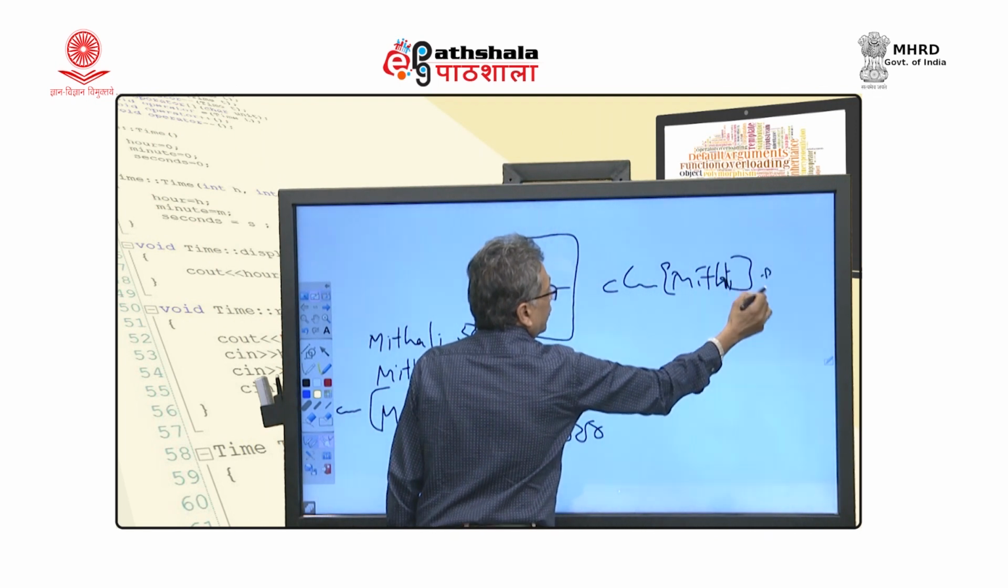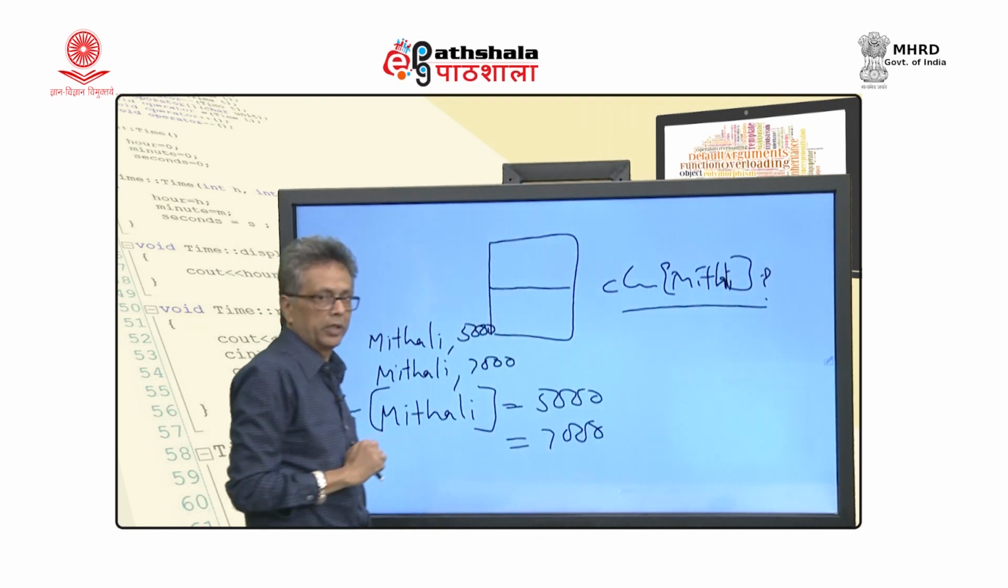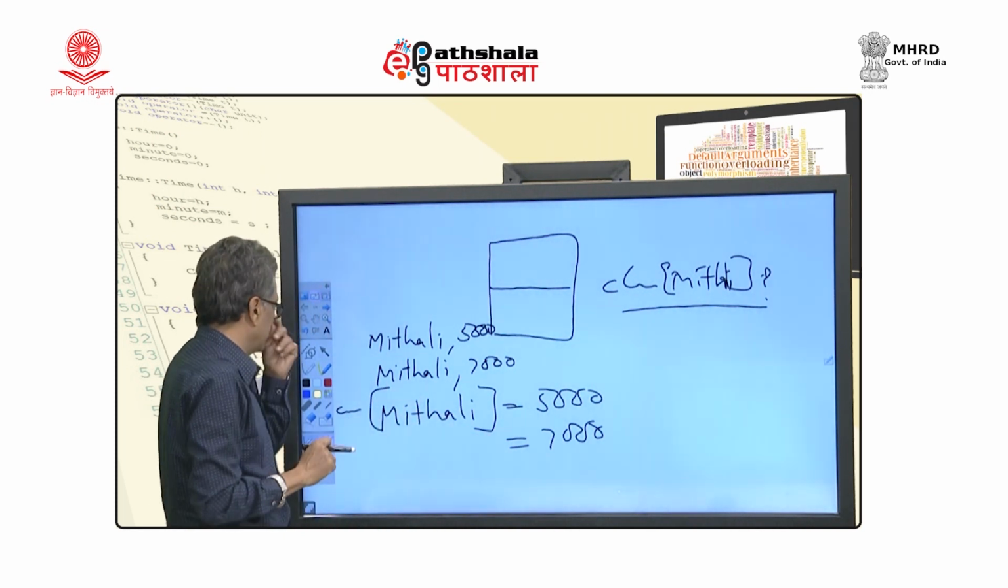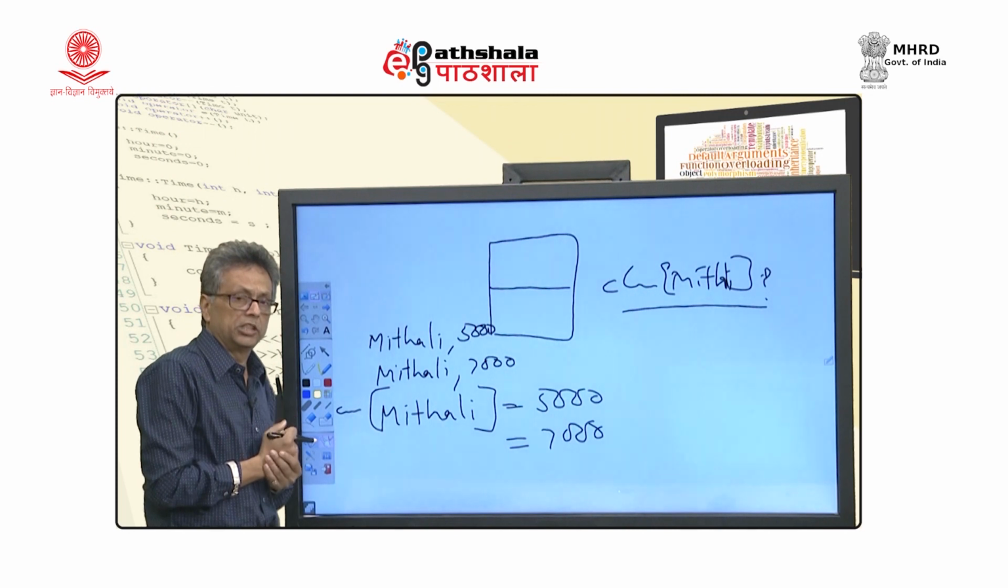Okay, which one I am referring to is not clear. There is an ambiguity. That is the problem, and that is the reason why this shortened notation is not used. There is something else which is used here.